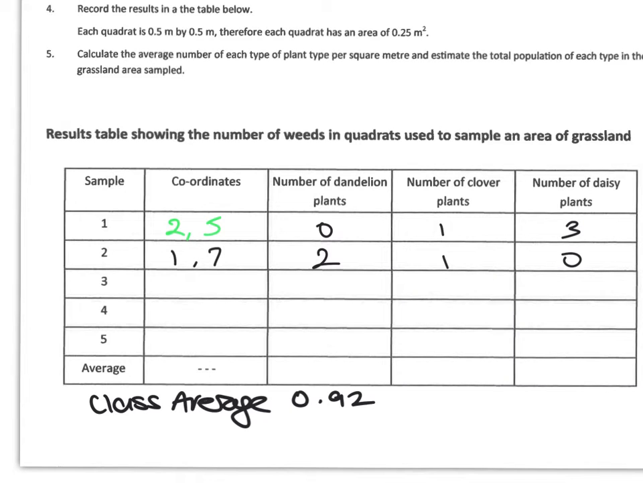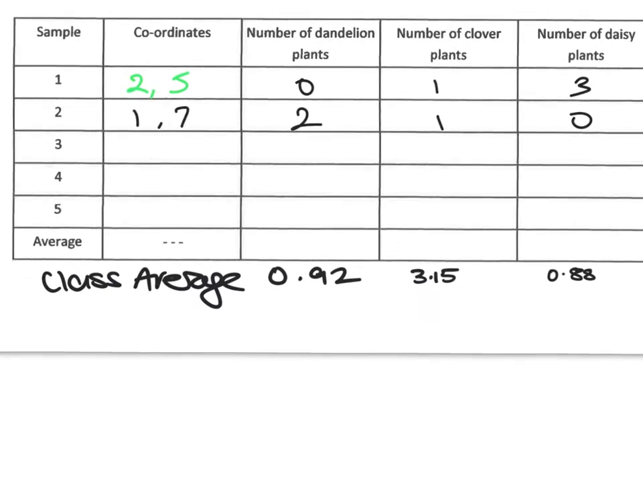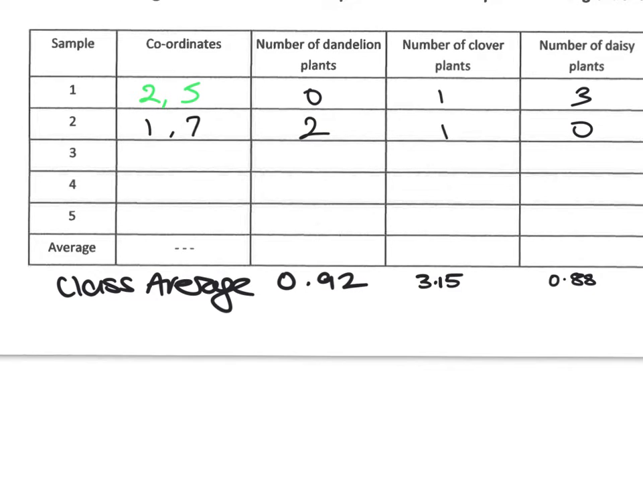Okay, so the class average out of all 40 quadrats: clover, 0.92; 3.15; and daisy plants, 0.88. Now you might think, how do you get 0.8 of a plant or 3.51 of a plant? We will come back after lunch and we will see how we can use these figures, okay?